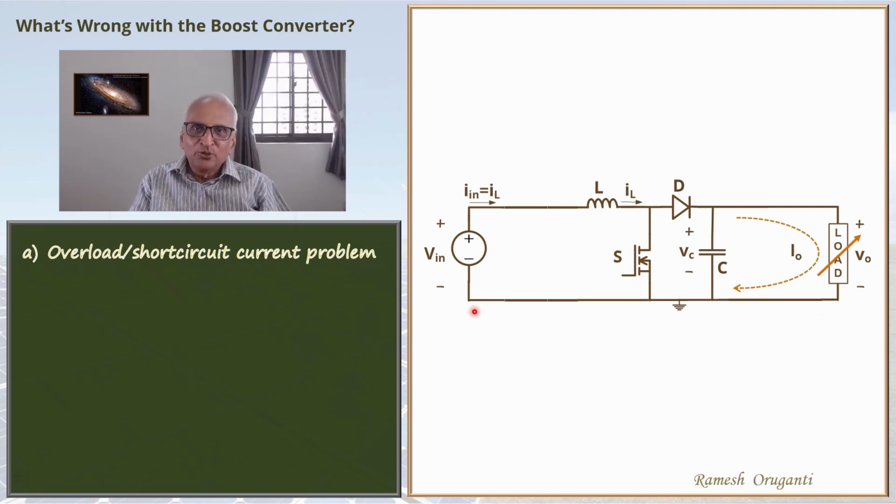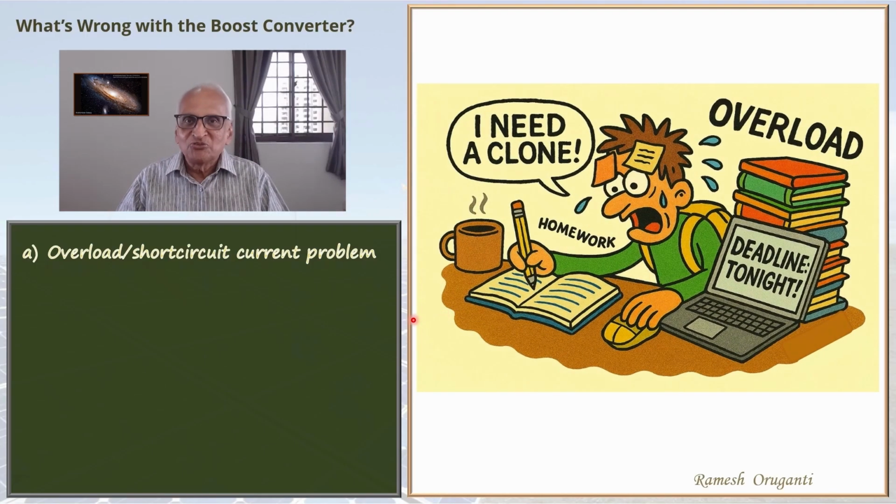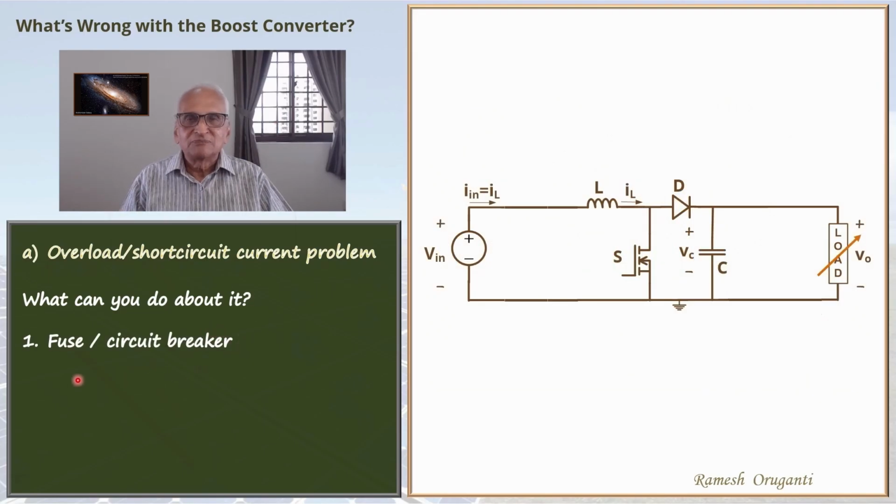So as the load increases, the device stresses will increase and you know what will happen under stress. I don't have a solution for human stress and overload, but for the boost converter, we can try a few things. One is introducing a fuse or a circuit breaker. The fuse will blow or the circuit breaker will trip and protect the circuit. Of course, this is a nuisance. You have to replace the fuse or reset the circuit breaker. Also, a fuse or a circuit breaker may not be fast enough to protect power semiconductor devices.